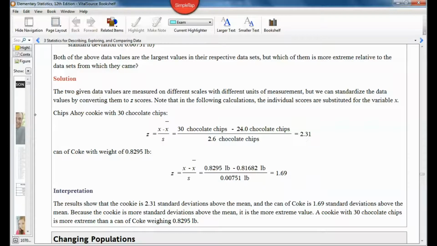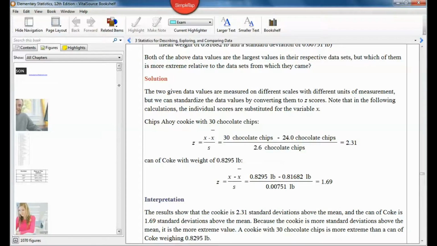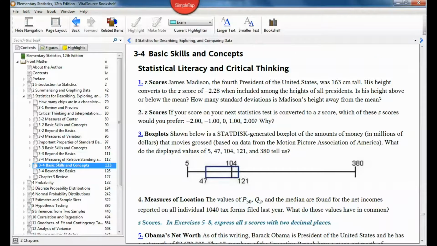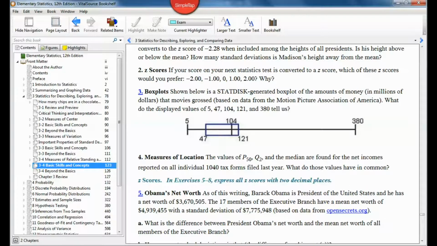Let's look at maybe a problem from the back of the section. That was example number 1. Comparing a count and a weight. It does refer back to example 8 in section 3, but it was example 1 on page 126.